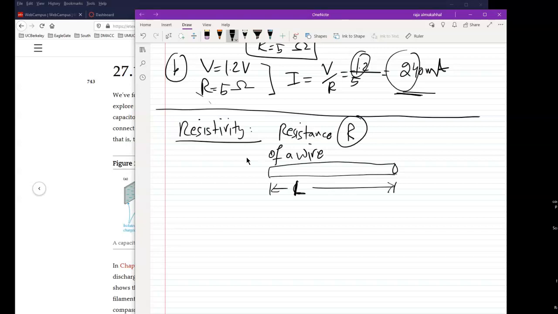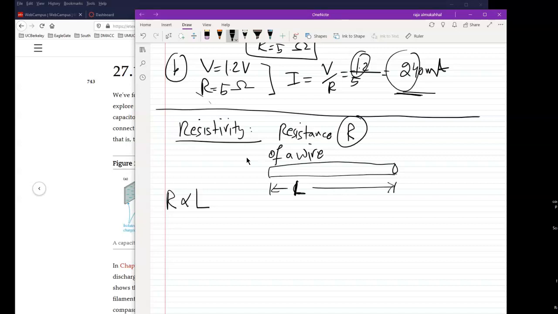Think of resistance like friction. The longer the path, the more the resistance, the more the friction. So here we have the resistance is proportional to the length. More length, more resistance. Makes sense, right?